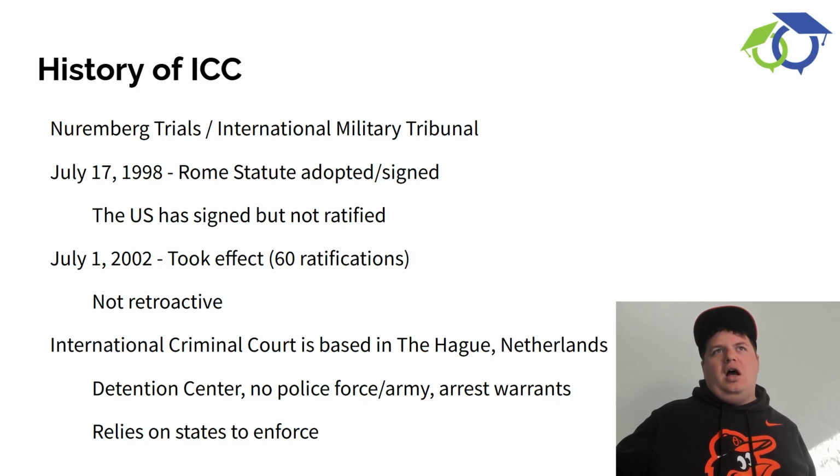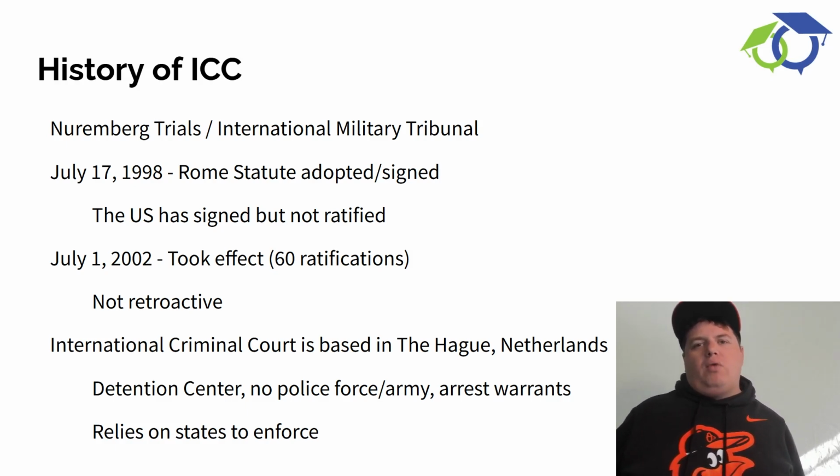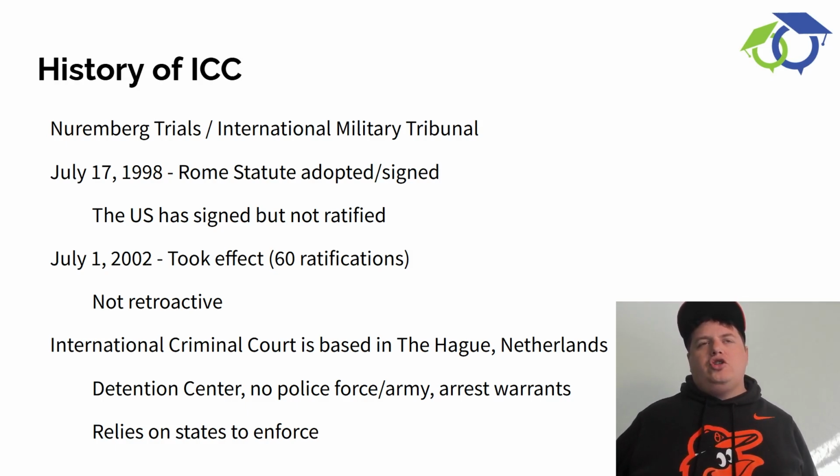It was signed or adopted in July of 1998. You'll note that it's called the Rome Statute of the International Criminal Court. The reason it's called the Rome Statute is that it was adopted in Rome. The United States has signed but not ratified the International Criminal Court, and it took effect 4 years after it was adopted, when 60 countries ratified the International Criminal Court.